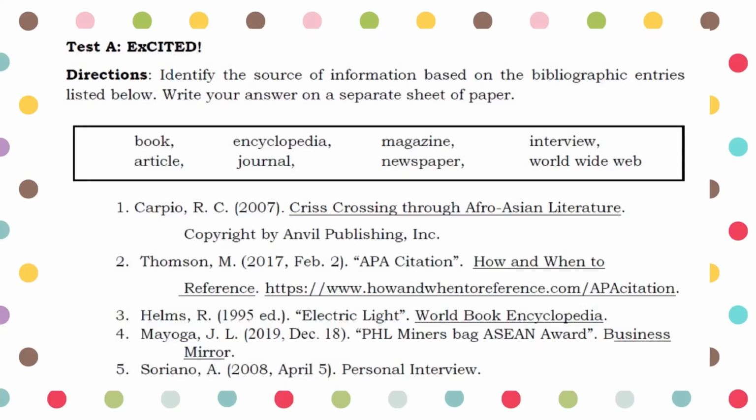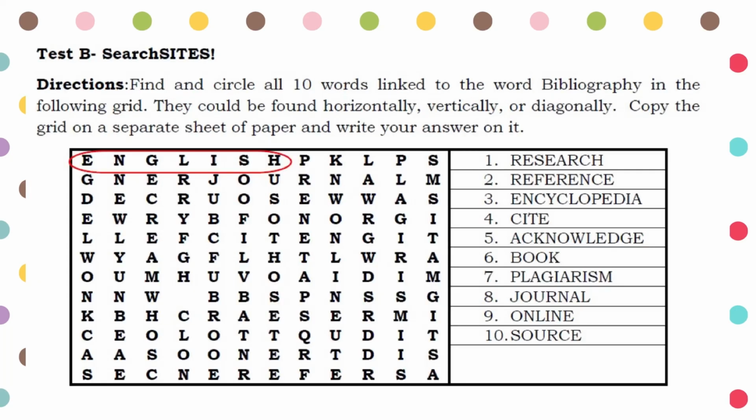Let's start with Test A. Excited? Direction. Identify the source of information based on the bibliographic entries listed below. Write your answer on a separate sheet of paper. The choices: book, encyclopedia, magazine article, interview, journal, newspaper, World Wide Web. Let's now move on to Test B.